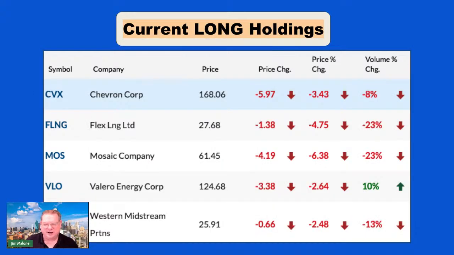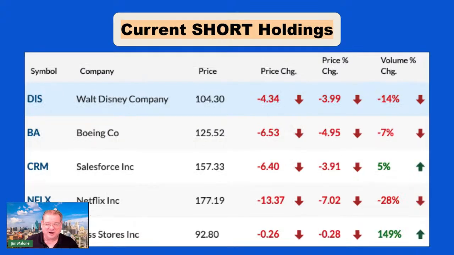Now, in terms of everything that I'm holding, this is everything that I'm holding. Basically, Chevron, FLNG, Mosaic, Valero, that's also a refiner, and then Western Midstream. Everything was down today, as you can see. Now, hopefully, we'll see a little recovery in that as the week goes on, because these are the stocks that are going to benefit from inflation.